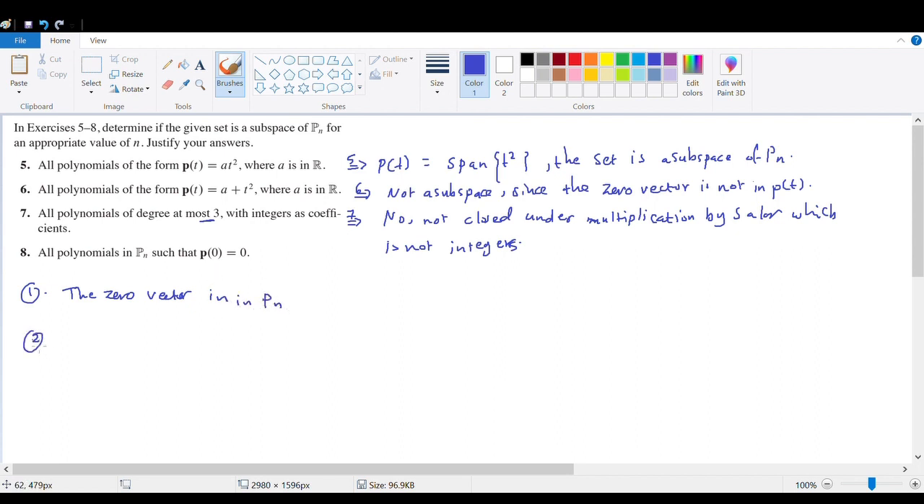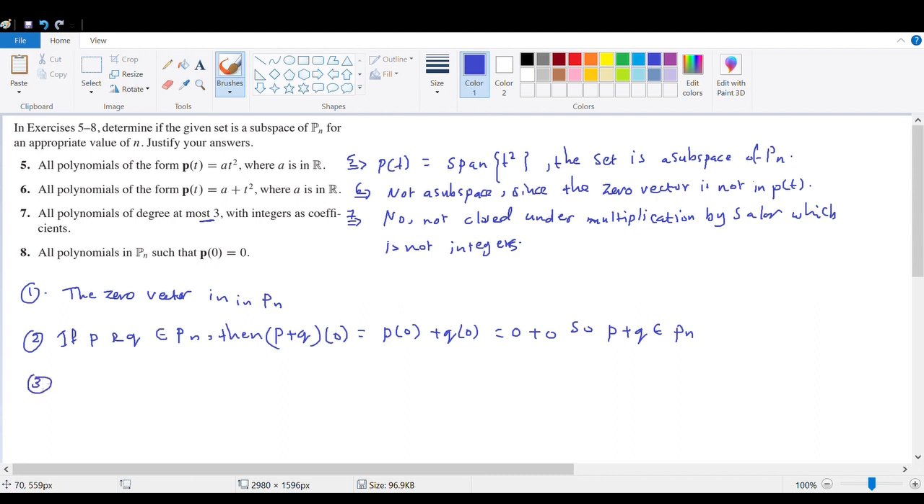Then we need to check if the addition of two polynomials inside Pn will be inside Pn. So if P and Q are in Pn, then (P plus Q)(0) will give us P(0) plus Q(0). So this is equal to 0 plus 0. So from here we conclude P plus Q is inside Pn.